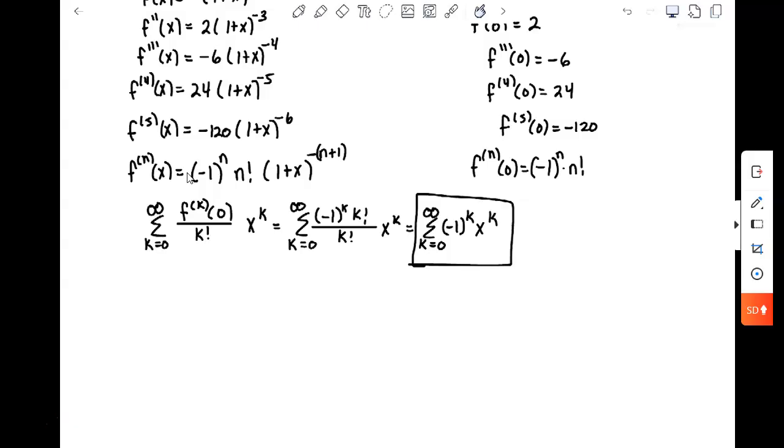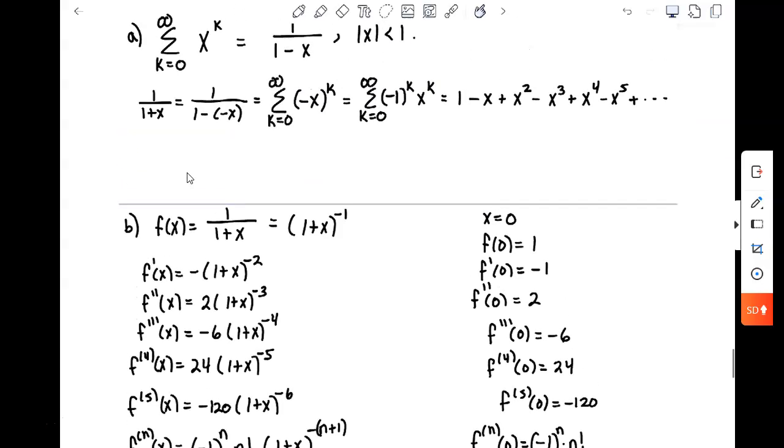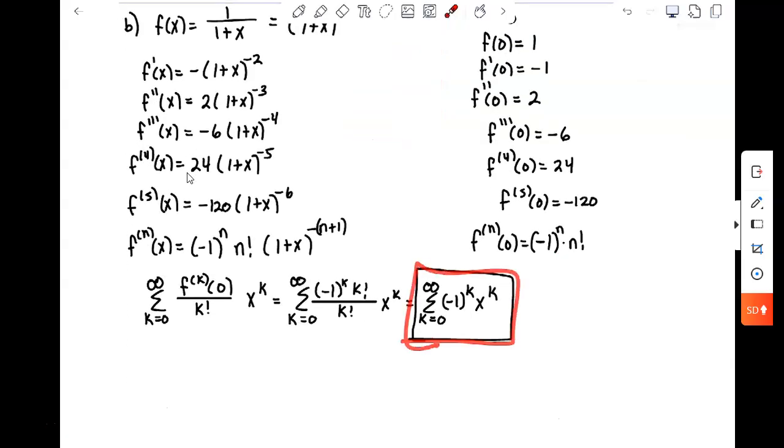And just to recall, let's compare that one more time. That was our series when we got from the geometric. It was the same exact series, minus 1 to the k, x to the k. Okay? These were both centered around 0. That's why x to the k is the power. So, once again, there we are.